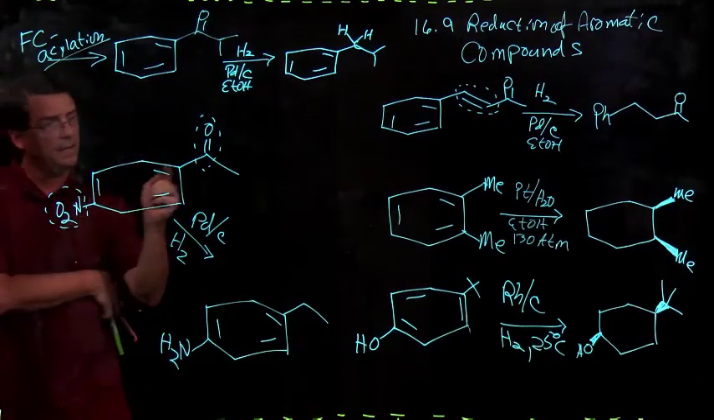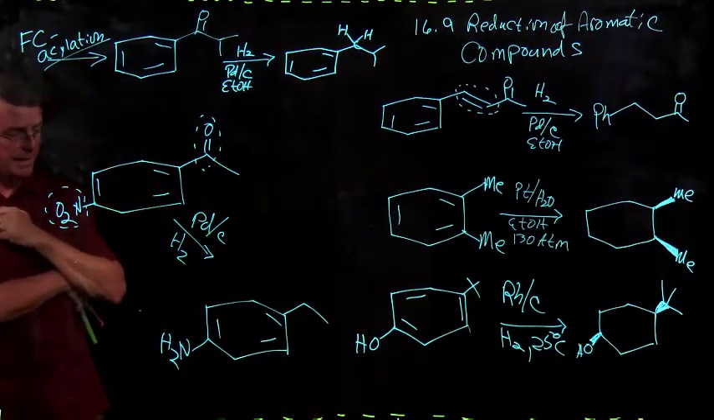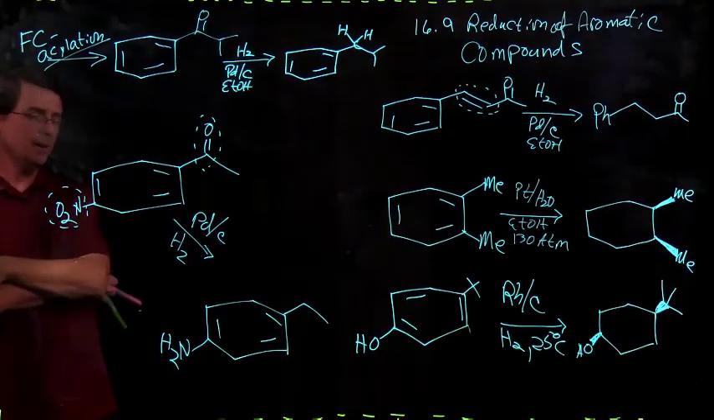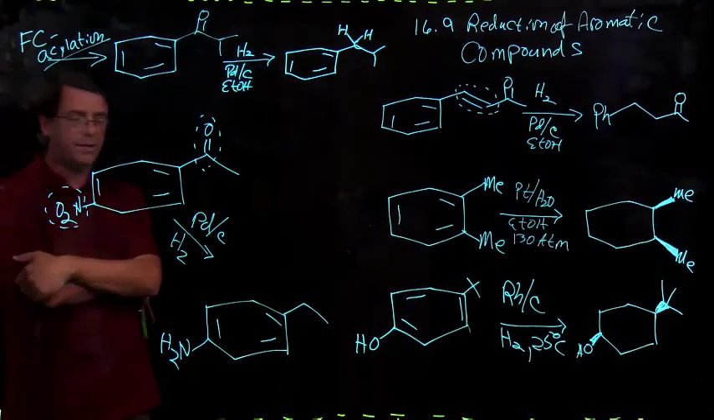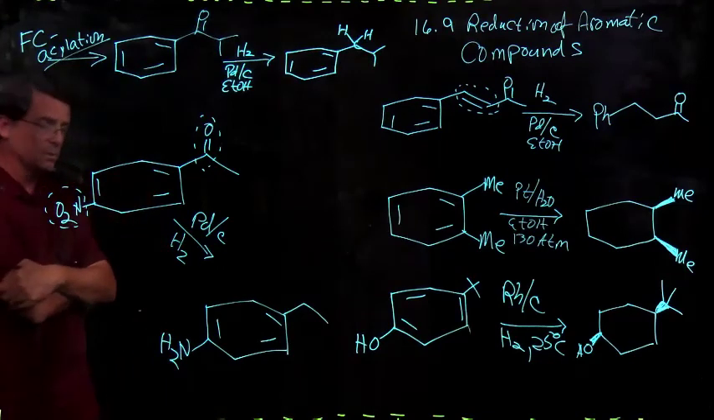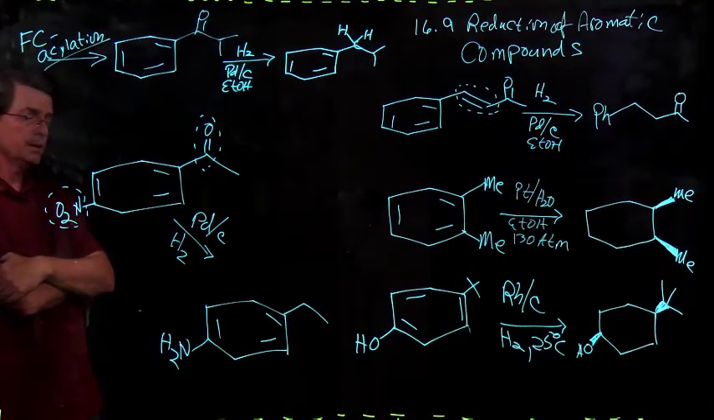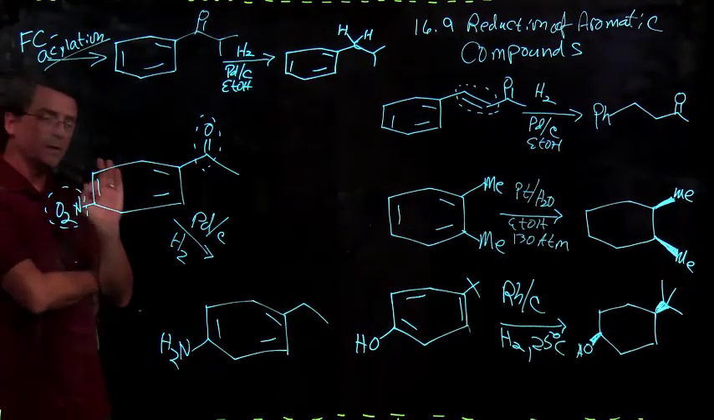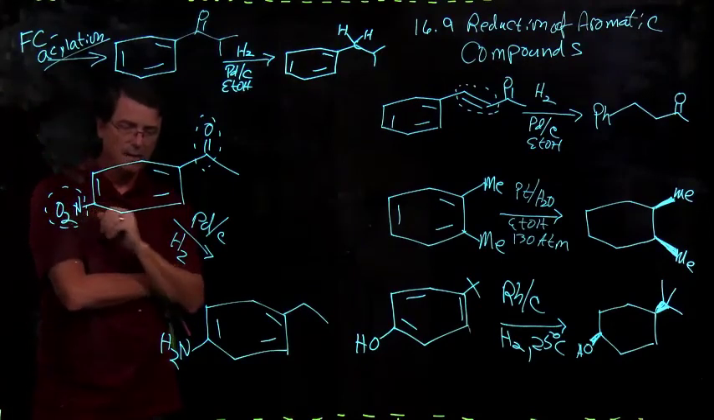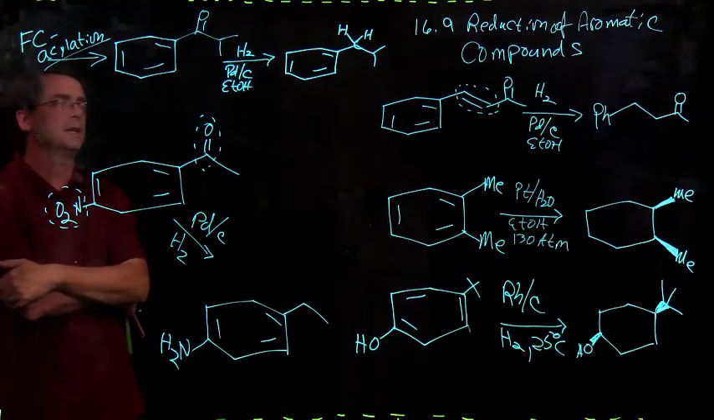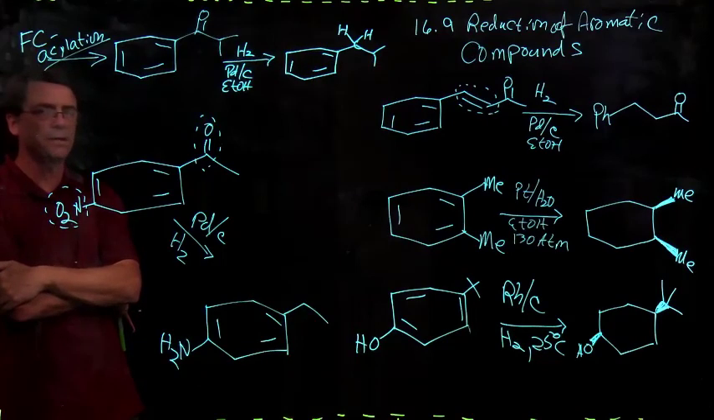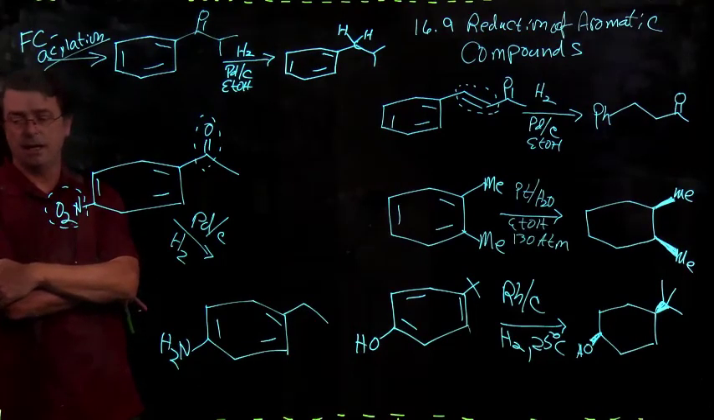Now, in synthesis, one of the key things that we need to be able to provide is selectivity. That is, to reduce this without reducing that. Palladium on carbon does not provide that. And in a later chapter, when we learn the chemistry of carbonyls, we'll learn about the Wolff-Kishner reduction, which is what I'll call a mechanism-based reduction that will allow us to achieve that selectivity. Selectivity is one of the key things we want to produce for organic chemistry.